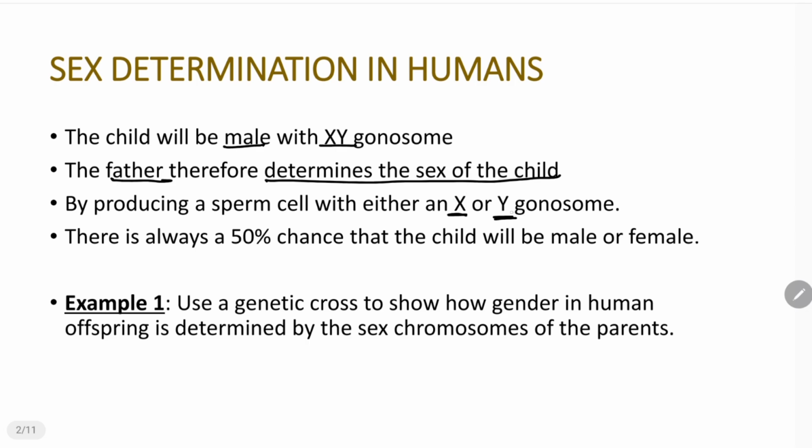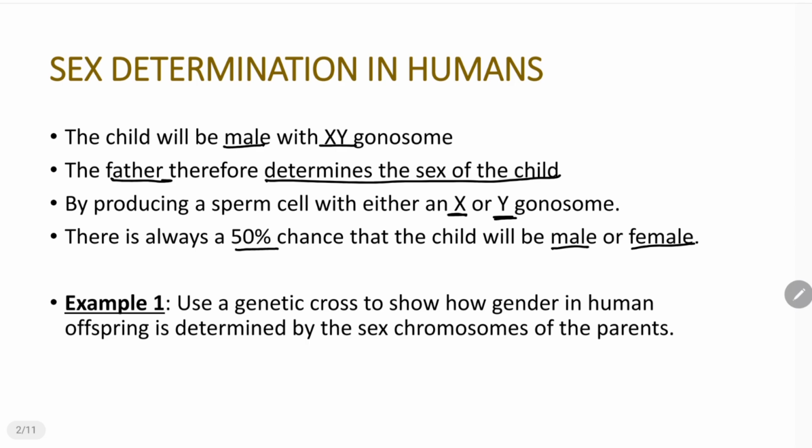But if the father produces a sperm cell with a Y chromosome, then the baby produced is going to be male. That is simply because the child is going to have XY chromosomes. Obviously, where the sperm cell carries the Y chromosome, the X chromosome can only come from the maternal origin. The Y chromosome is only present in the sperm cell, so it comes from the paternal origin, right? But there is always a 50% chance that a child born will be either male or female, right?